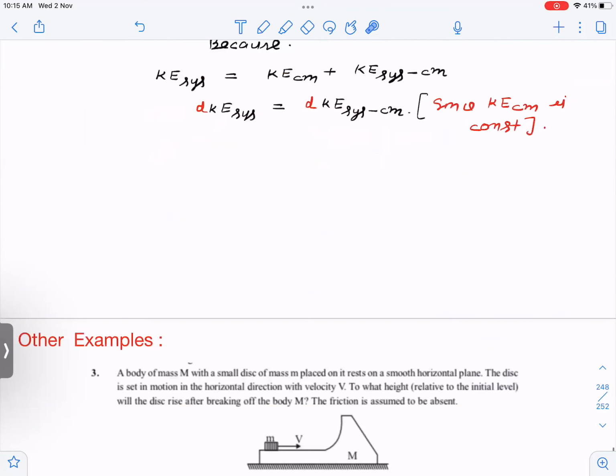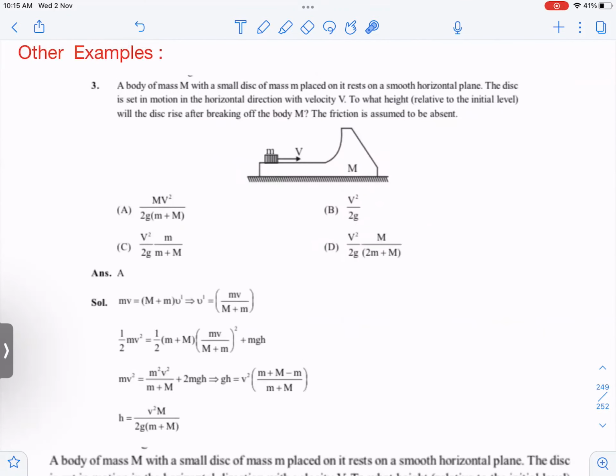Let us see. So these are other standard questions. I have taken two of them. So the question, you can read the question. This is mass m, small m. This is given velocity v. There is no friction. We have to find out what height the disk will rise after breaking off from the body m. The friction is assumed to be absent.